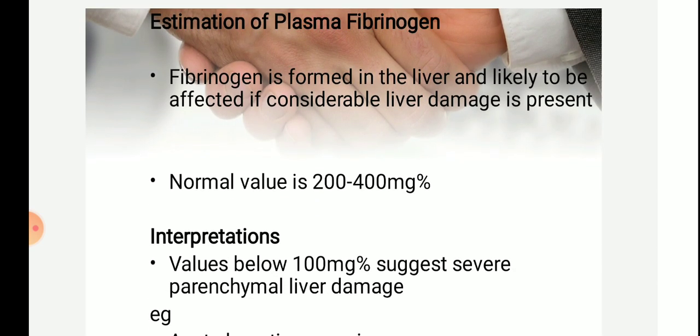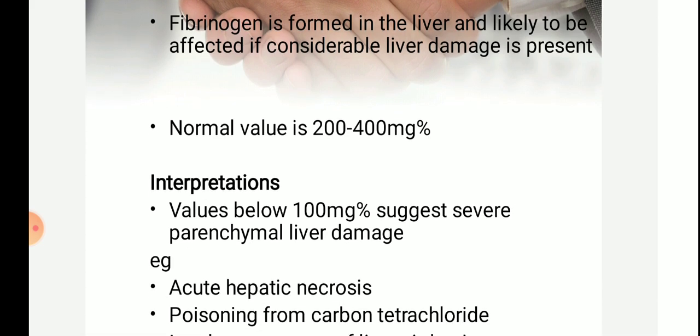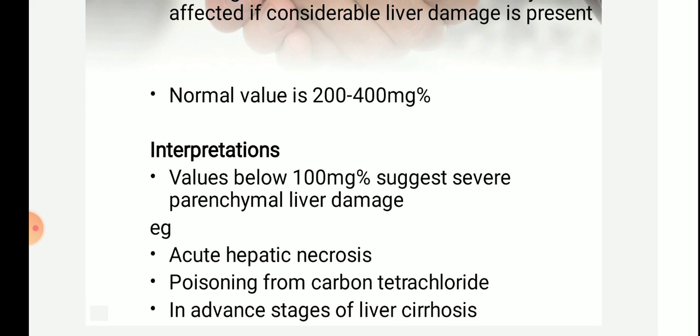So estimation of the plasma fibrinogen levels. Important one again, this one. The fibrinogen is formed in the liver and likely to be affected if considerable liver damage is present. The normal value is 200 to 400 milligram percentage. What's the interpretation? Values below 100 milligram percentage suggest severe parenchymal liver disease. So this is basically its interpretation. Examples: it could be acute hepatic necrosis, it could be poisoning due to CCl4, or advanced stages of liver cirrhosis.